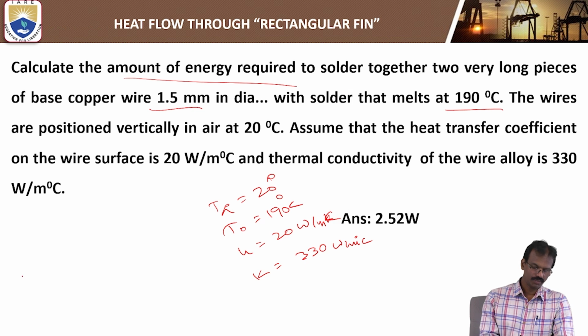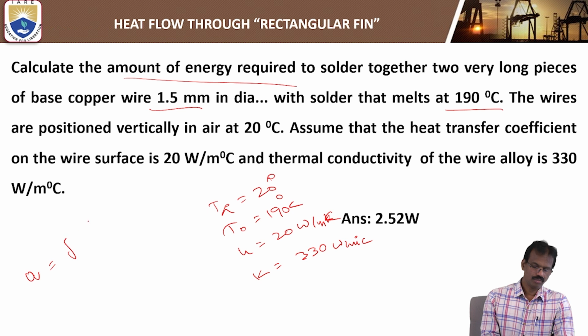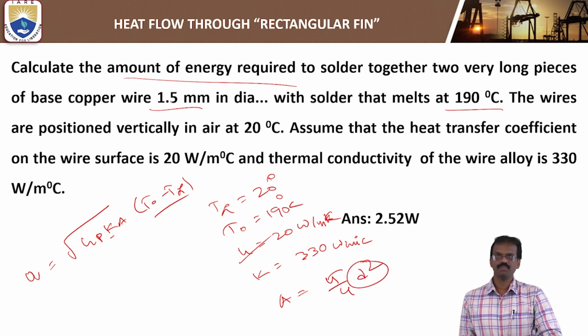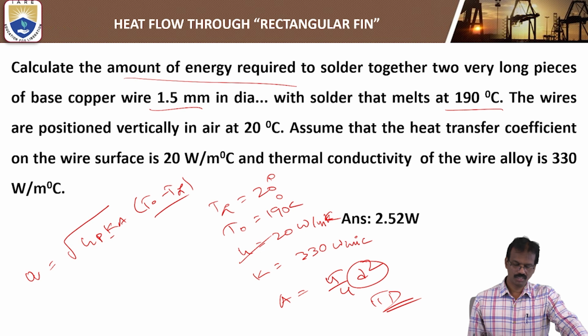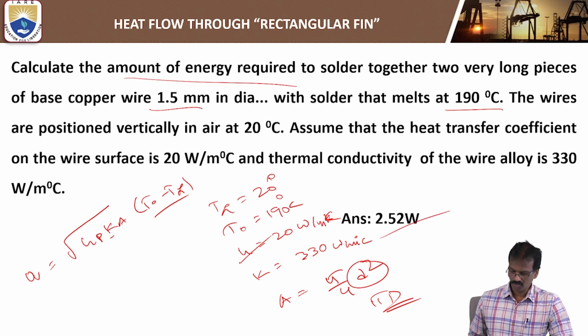You know the formula. So what is the formula? Q is equal to under root of hp k into theta naught, T naught minus T infinity. So these values are given. h is the rate of heat transfer, given. k thermal conductivity, given. Area is equal to pi by 4 d square. d also given, d is equal to 1.5 millimeters, converted to meters 0.0015. Okay. So P is the perimeter. Perimeter is equal to pi d. So if you substitute all the values here, then we will get the answer 2.252 watts.